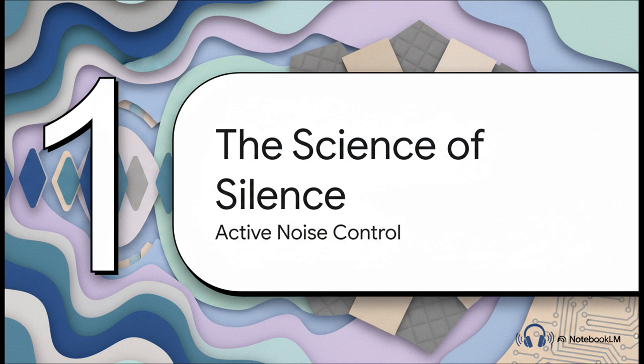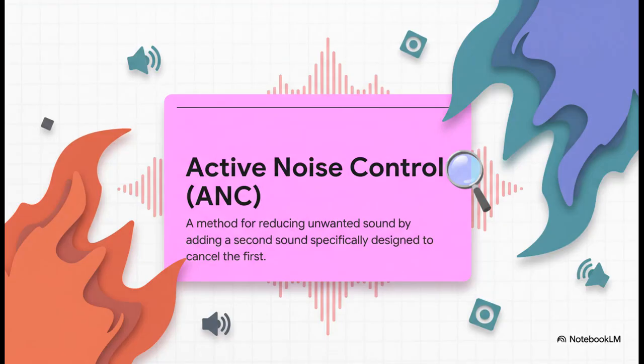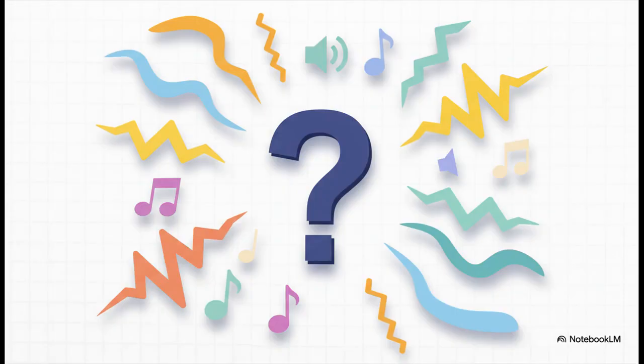We're going to start with the core principle behind it all, a method called active noise control, or ANC for short. So here it is, the official definition. Active noise control is all about fighting fire with fire, or, in this case, fighting sound with sound. It doesn't just muffle noise, no. It actively creates a brand new sound, a special sound that is specifically designed to completely wipe out the original. The key thing to get here is that it's an additive process that gives you a subtractive result. Wild, right?